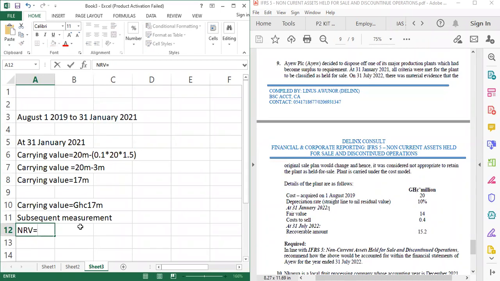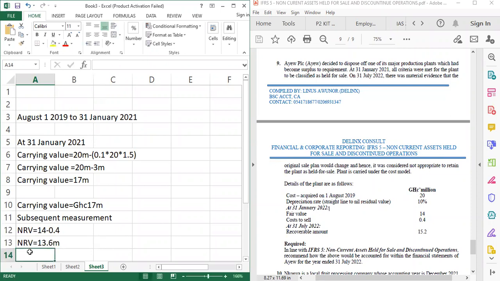So fair value less cost to sell is how much? Fair value is 14 million minus 0.4. So how much are we getting? 13.6. 13 point what? 6. Yes.